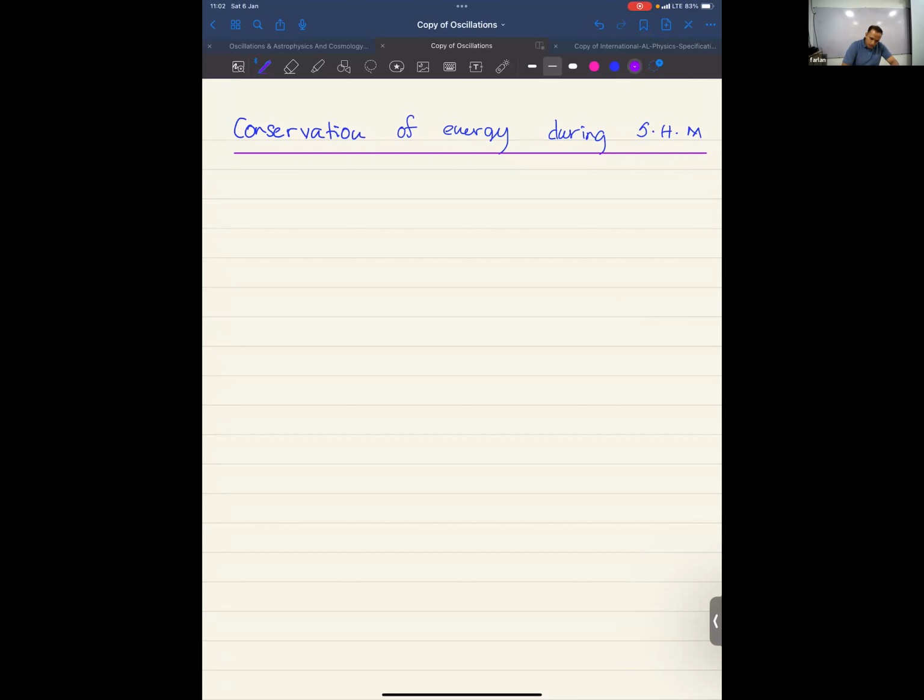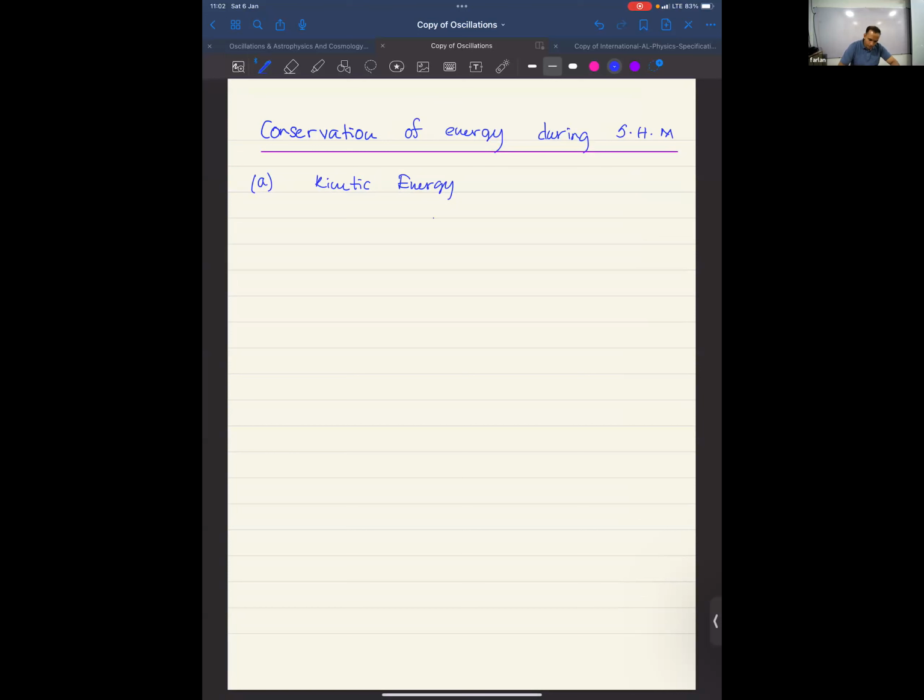Okay. So guys, now when an object is in simple harmonic motion, if I sketch a graph of kinetic energy, let's say this is displacement and this is EK, kinetic energy. Where is the speed maximum? At x equals 0. And at the amplitude, speed is 0, so the kinetic energy has to be 0.